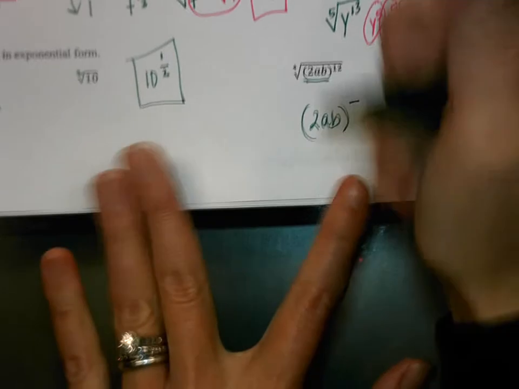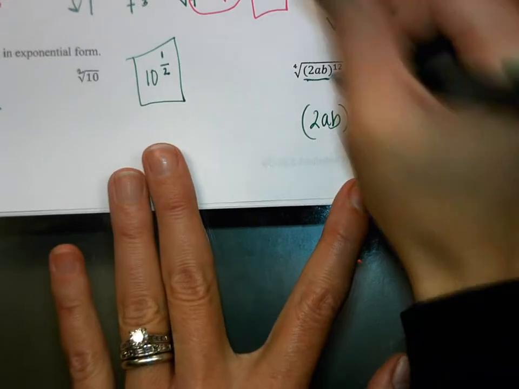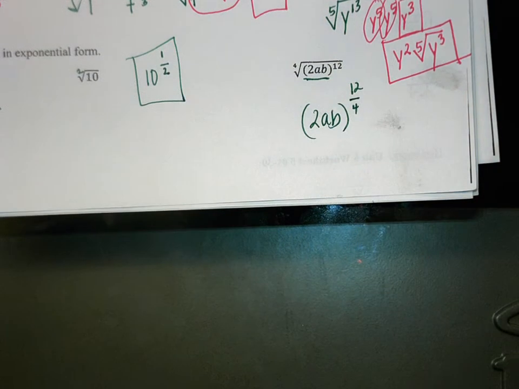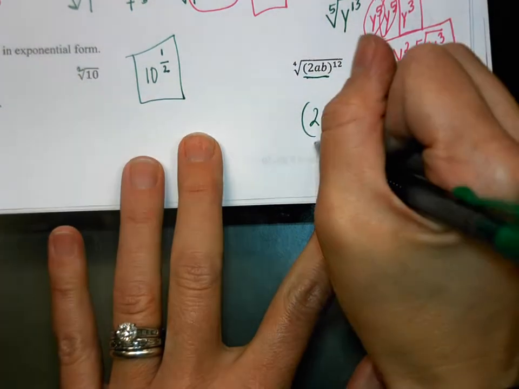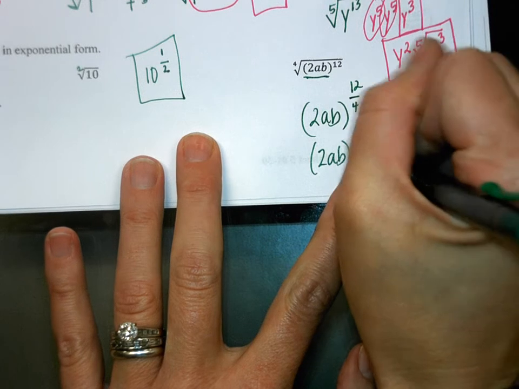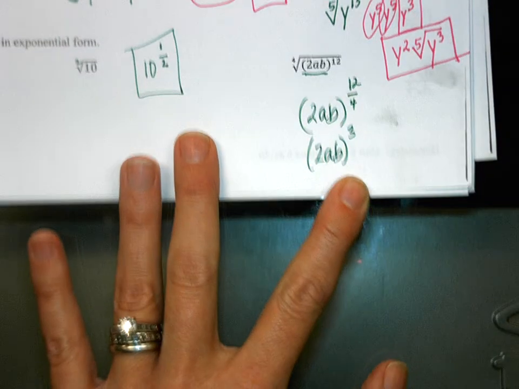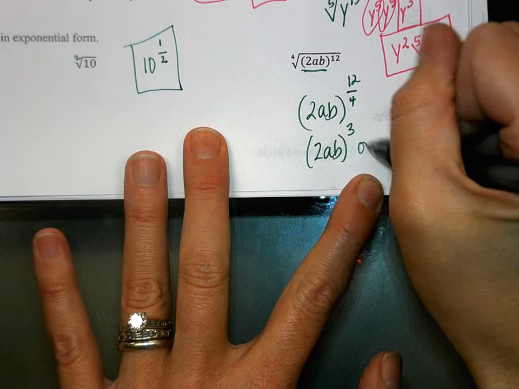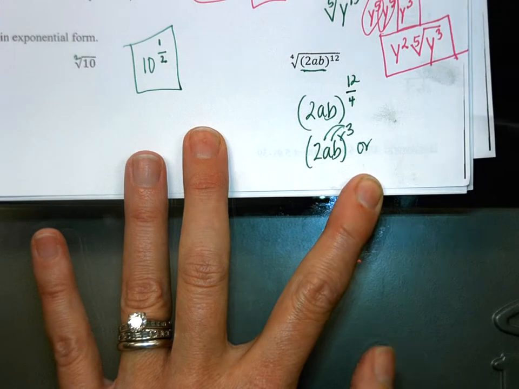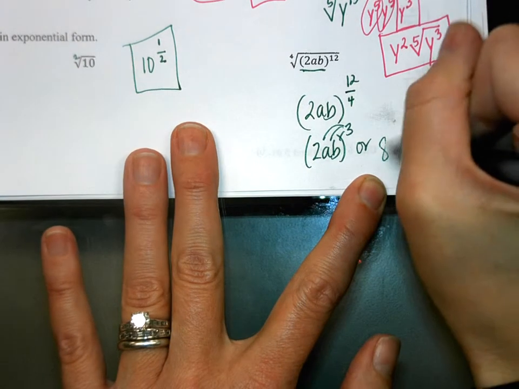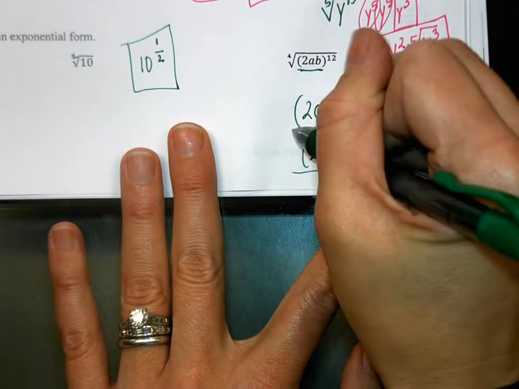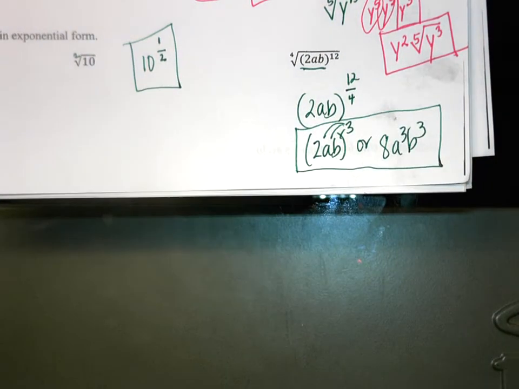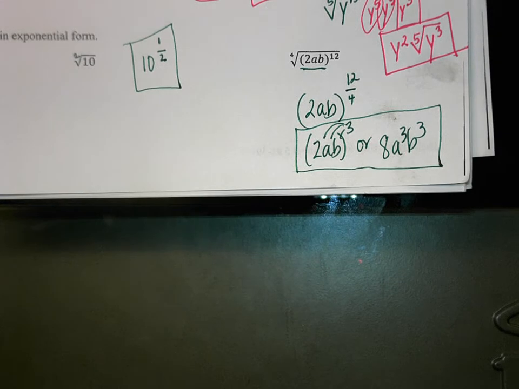What number is going to go on the top? 12. That's it. And can that reduce? Yes. To what? 3. Very good. So 2ab to the third power, and that's it. Or if you wanted to distribute that third power through there, you could, and that would be 8a to the third, b to the third. So either of those answers would be appropriate. Any questions? Okay, moving on.